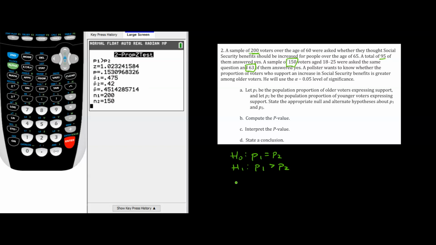And we get a p-value of 0.1531. So it's a relatively low p-value, but it's not low enough, because that is a p-value that is greater than 0.05. If 0.1531 is greater than the alpha cutoff, then that p-value was not low enough for us to reject the null. So we would say we fail to reject the null here. That is our interpretation of the p-value because the p-value is greater than alpha.